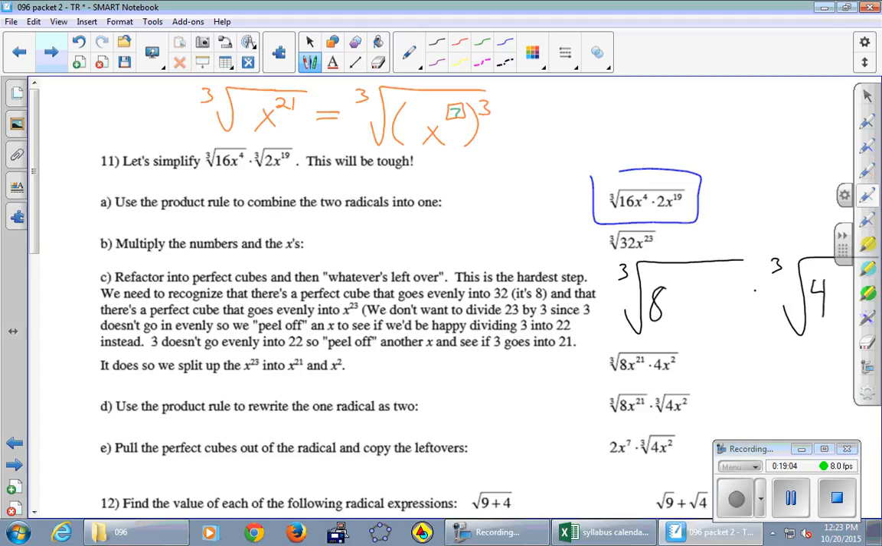So in the same way we took 32 and broke it into a perfect cube, 8 times whatever was left, 4, we're taking our 23 x's and breaking them apart. How many of them are helpful to us? 21 of them are helpful. And then how many are left over here? 2 of them are left. And when we do the next step, you'll see why this is a good way to break up the original radicand.